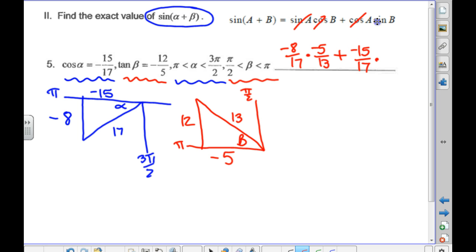Times the sine of B. We're back to this triangle. The sine is opposite over hypotenuse. 12/13.